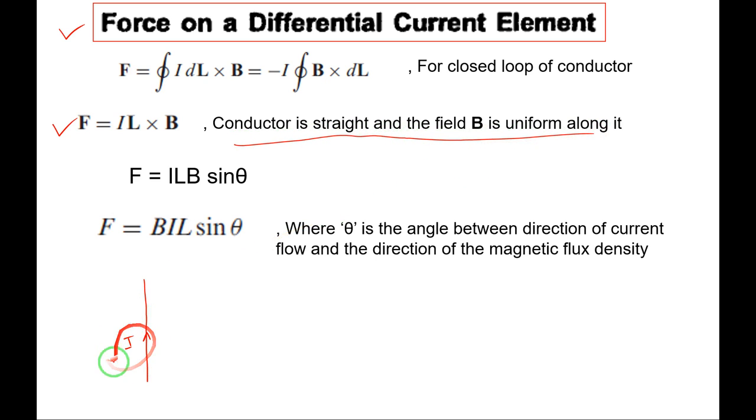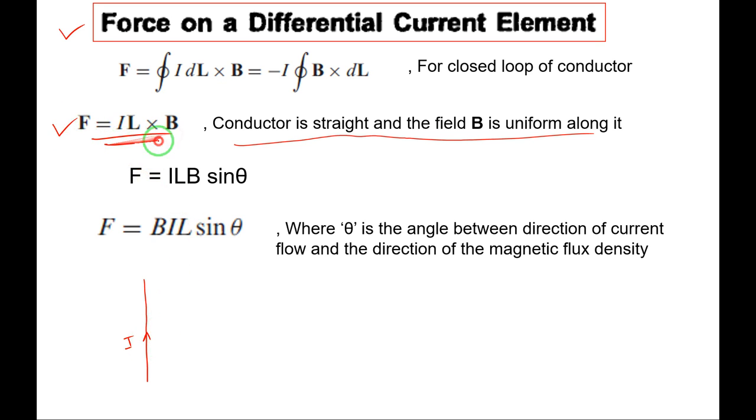Whenever this current carrying conductor is placed in the magnetic field, the force experienced by this differential current element in the magnetic field is given by IL cross B. We don't have any derivation for this. Directly we'll take the formulas. IL cross B, L vector cross B vector. L is total length of the conductor, right? And B vector is the magnetic flux density, and current I that is flowing through the conductor, right?